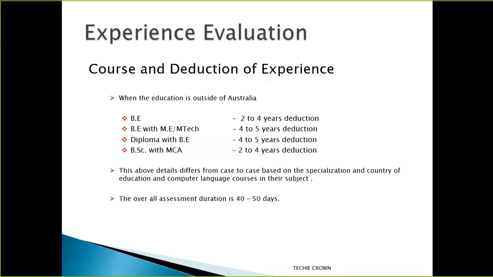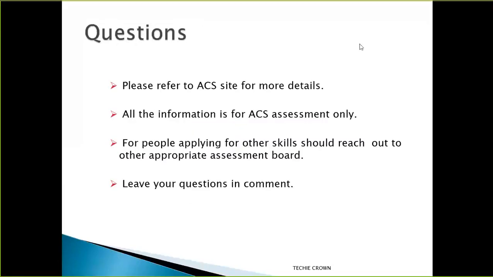I'm just giving you this information. The overall assessment time takes from 40 to 50 days. But if you have only one or two employers, it might be earlier. If you have more than 3 to 4 employers, it may take some time. So the assessment duration also varies from person to person. Please refer to the ACS site for more details. All the information is for ACS assessment only.